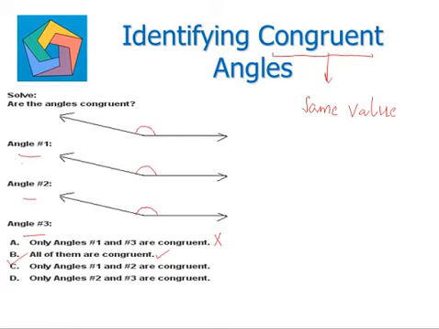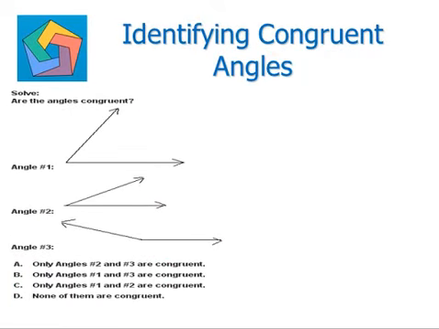Let's look at the next example. Solve, are the angles congruent? Here again three angles are given to us, angle 1, angle 2 and angle 3. Now here we see angle 1 is certain value, angle 2 is less than angle 1 and angle 3 is much greater than angle 1.